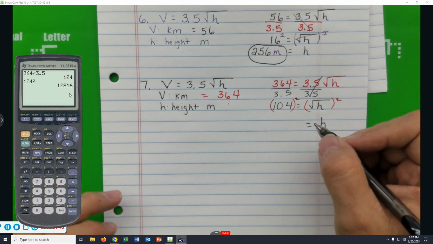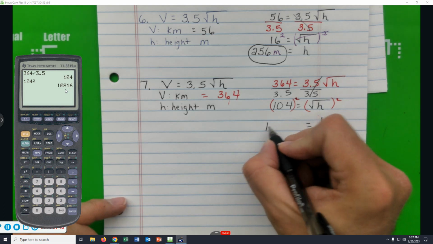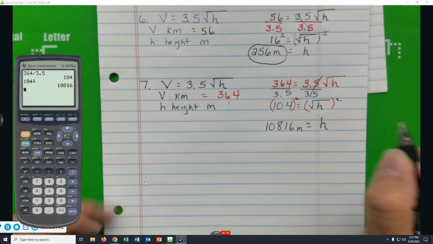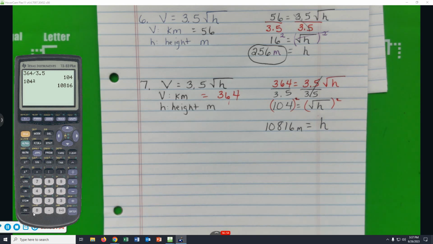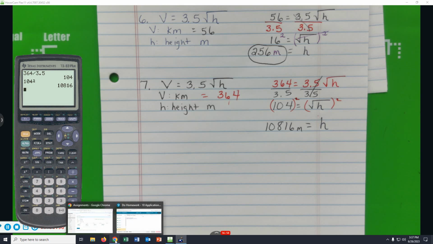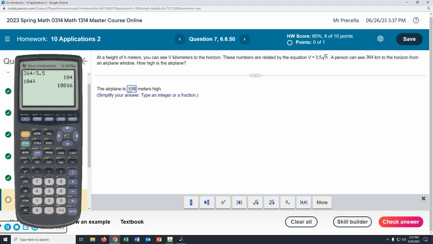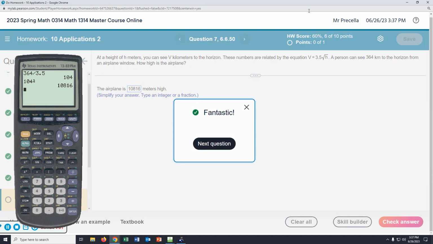It looks like this person is at a height, the plane is at a height of 10,816 meters. Any questions there? Oh, I better punch in the answer. I don't know. So y'all will know that we're telling y'all correctly. Any questions there?